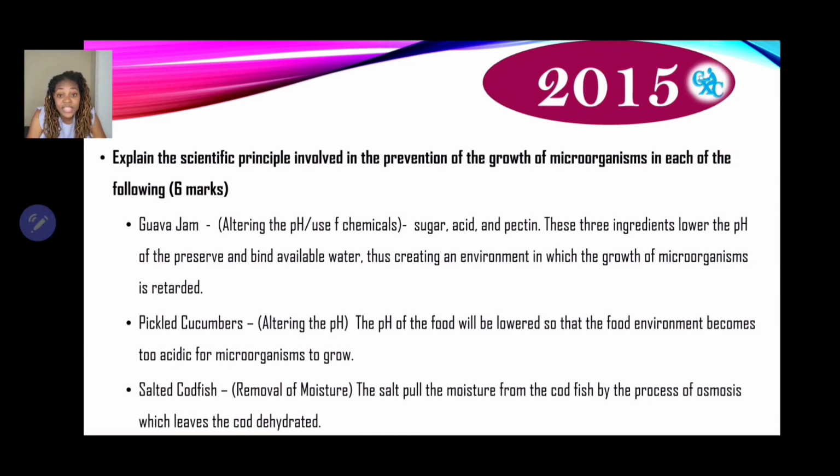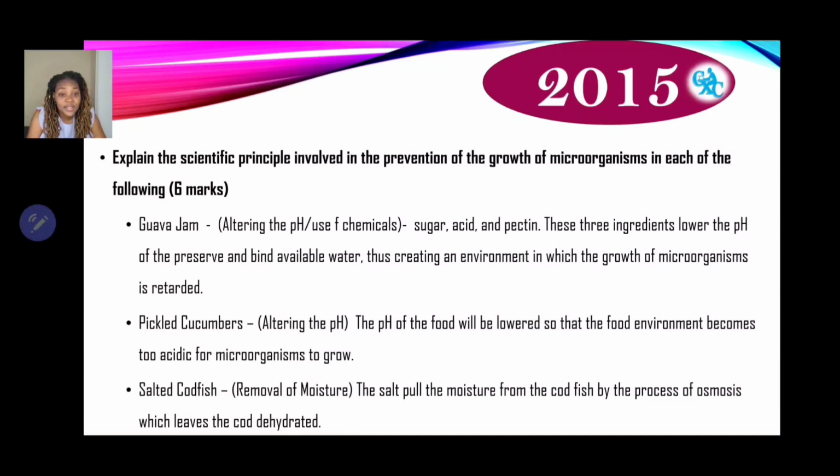Good. Now, as it relates to pickled cucumbers, altering the pH is a scientific principle here. The pH of the food will be lowered so that the food environment becomes too acidic for microorganisms to grow. The preserve that is used here is the vinegar, spice vinegar. When we're making pickles, the liquid that is used is spice vinegar, and it is acidic. Therefore, it creates an environment where microorganisms cannot grow.